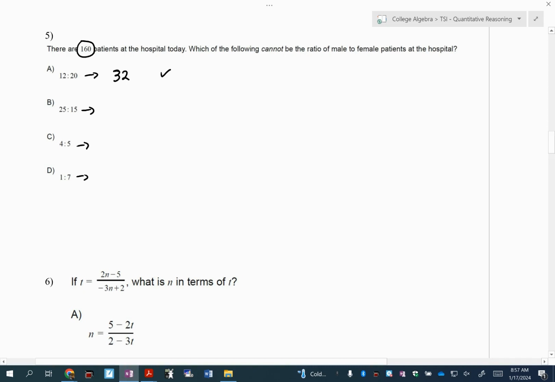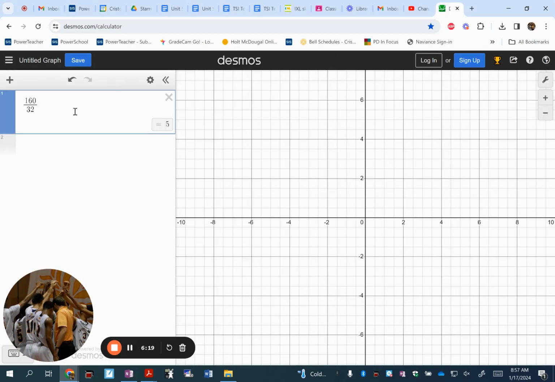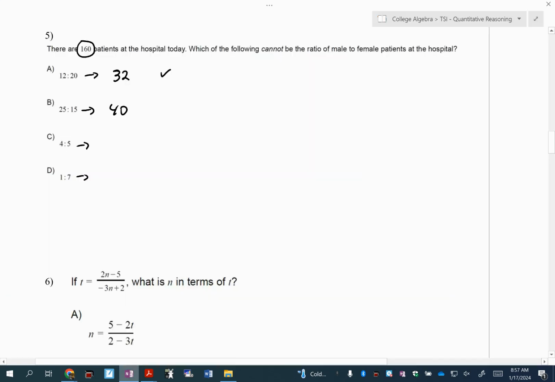Let's add 25 plus 15. It's going to give you 40. 160 divided by 40 gives you 4. Could have done that in your head, Douglas. So that's going to be fine.